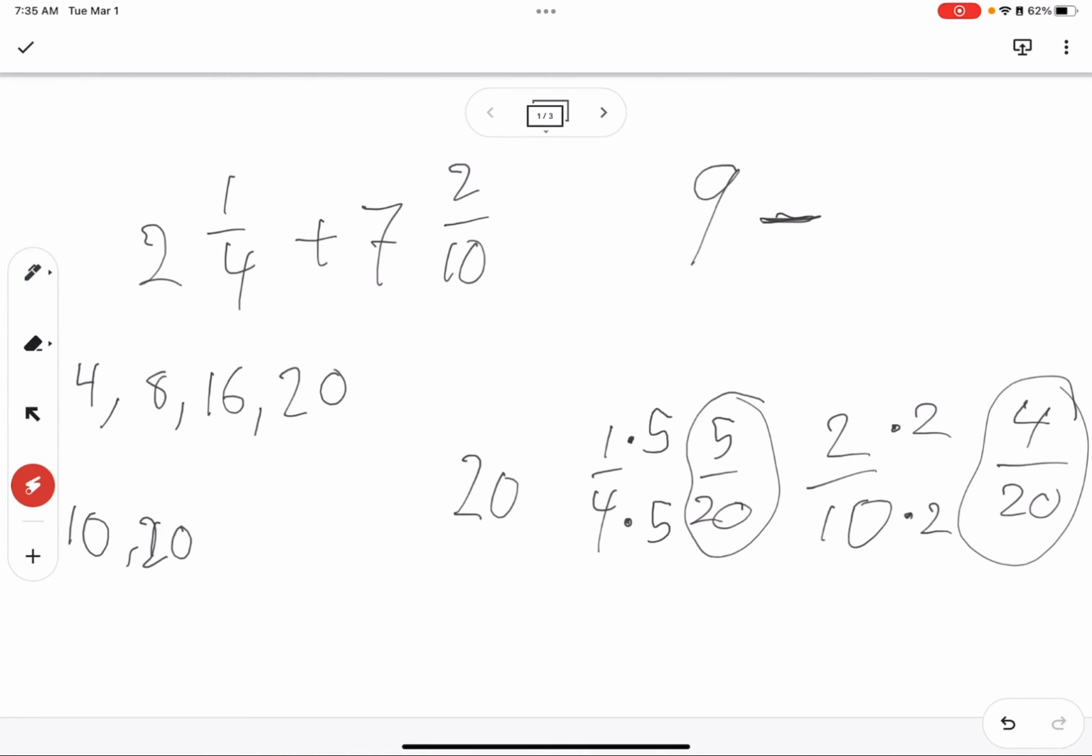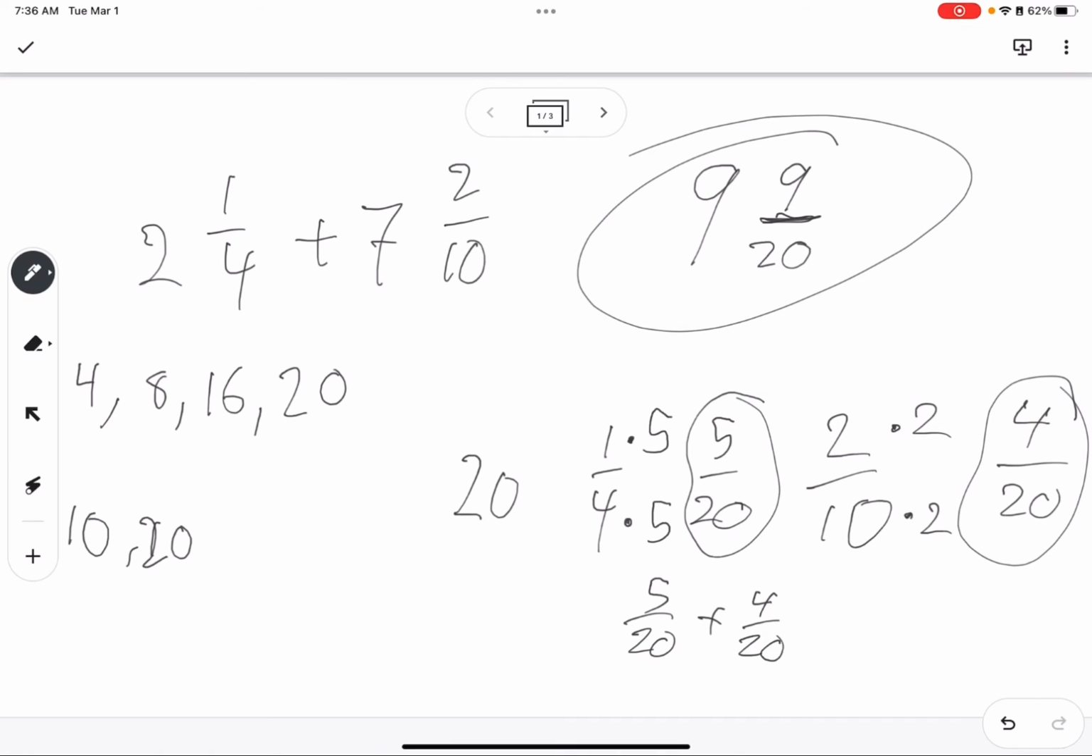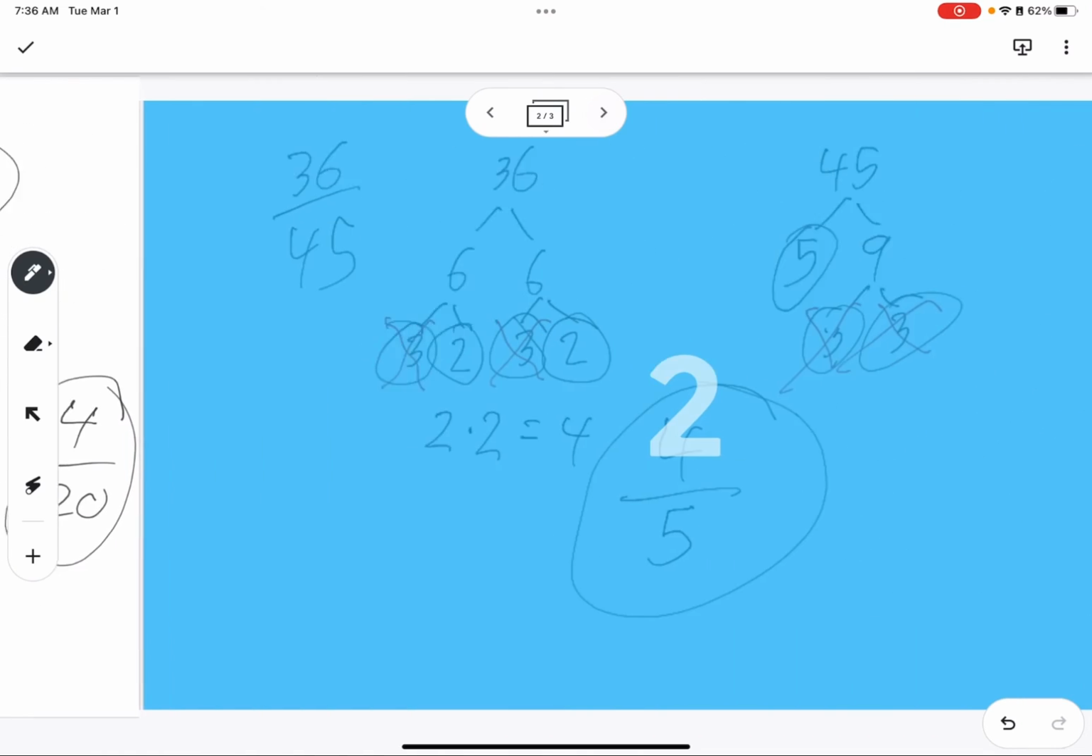So now I remember that I'm adding them. So I'm going to rewrite the thing as 5/20 plus 4/20. Now I have a common denominator and I can add. So 5 plus 4 is 9. And my denominator stays 20. So I now have 9 and 9/20 as the answer, okay? See if you can do that with the other problems. For time's sake, I'm not going to add the second one.